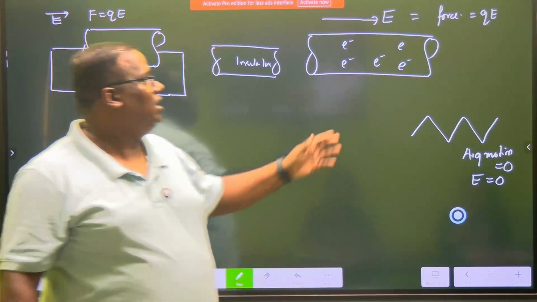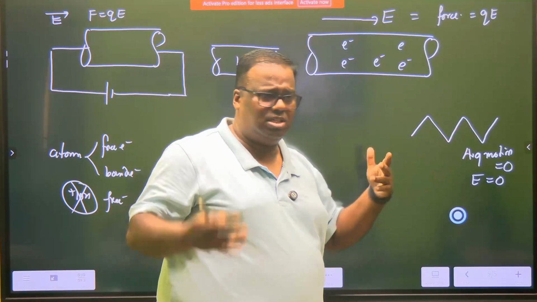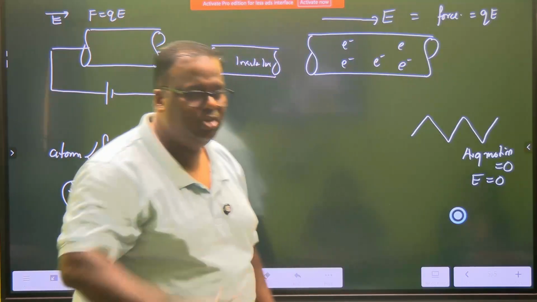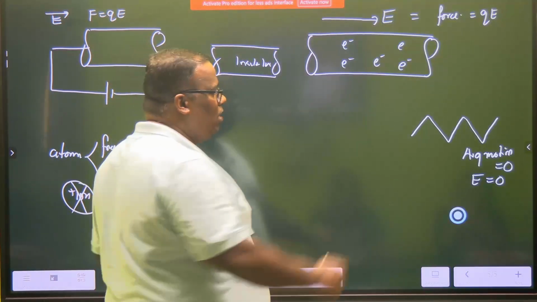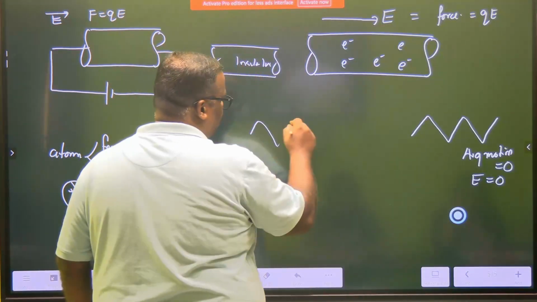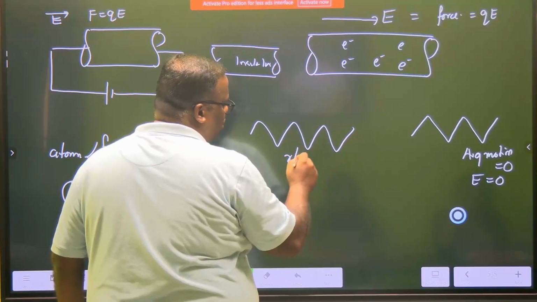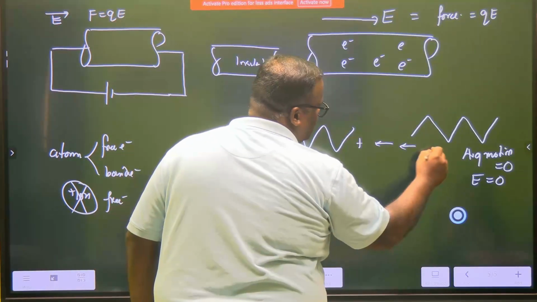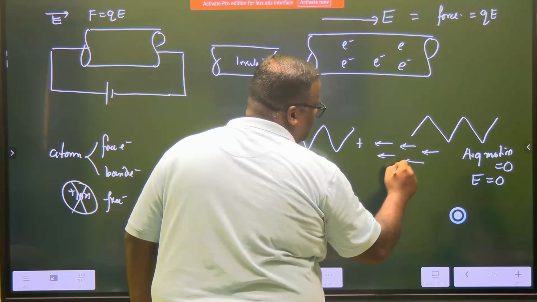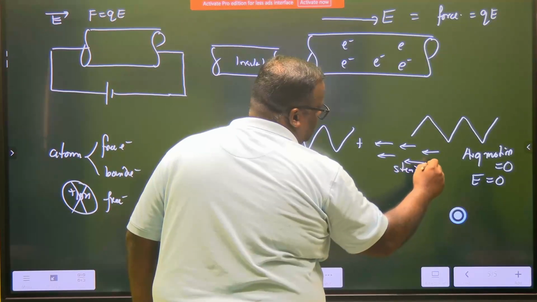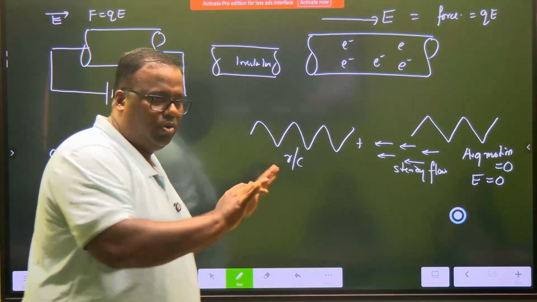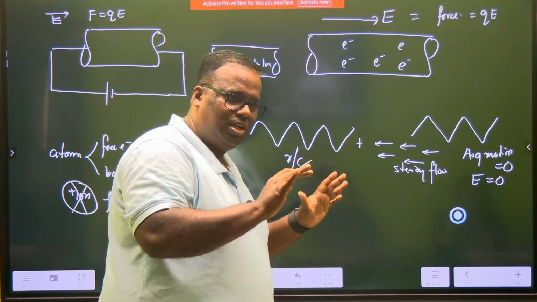One is that they will see the positive ions still exist. That collision you cannot prevent. So there will be a random collision. This is known as my random collision. And there will also be what is known as the steady flow. Collide, collide, steady flow. Collide, collide, steady flow. Are you understanding?